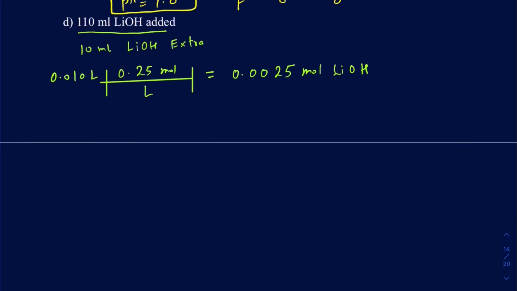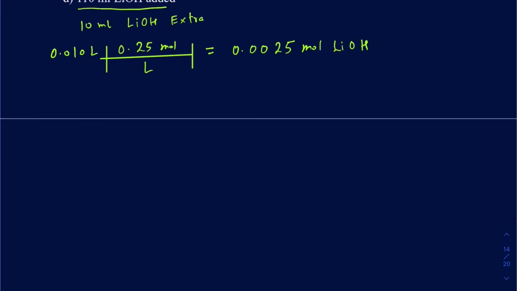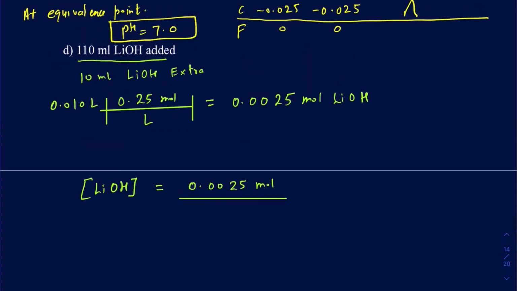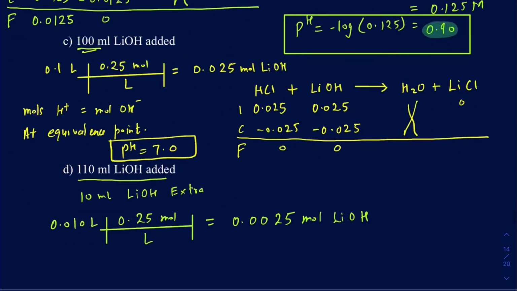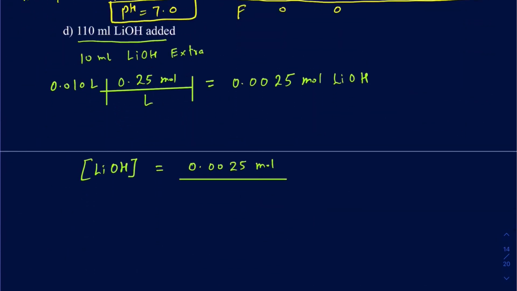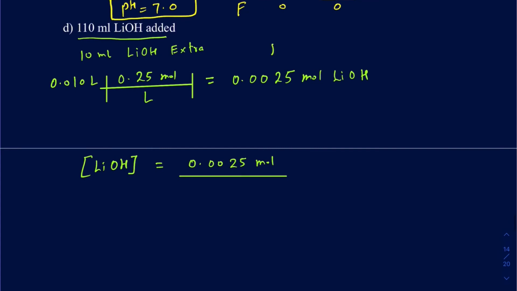Now you also want to calculate the concentration here, because you're not going to be able to calculate the pH or pOH just from the moles. You need the concentration. So the concentration of LiOH is going to be 0.0025 moles of LiOH divided by the volume. What's going to be the volume? Well, remember you started out with 50 milliliters of HCl in the beginning, and now you have added another 110 milliliters. So your total volume here, I'll write that down on the top there, is going to be 50 milliliters of HCl and 110 milliliters of LiOH.